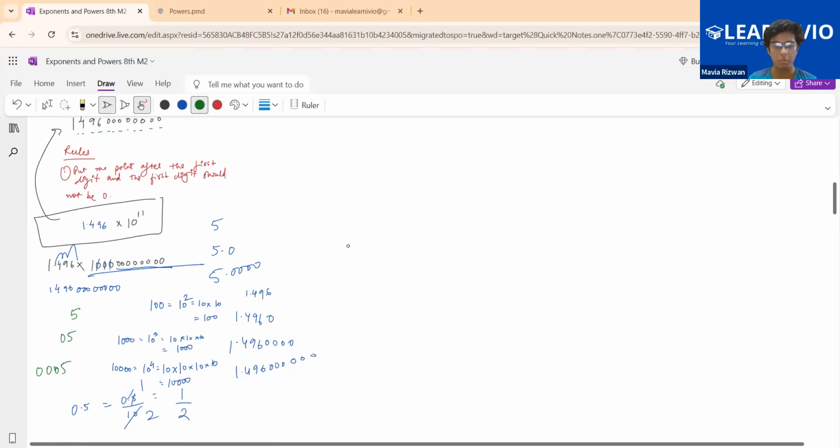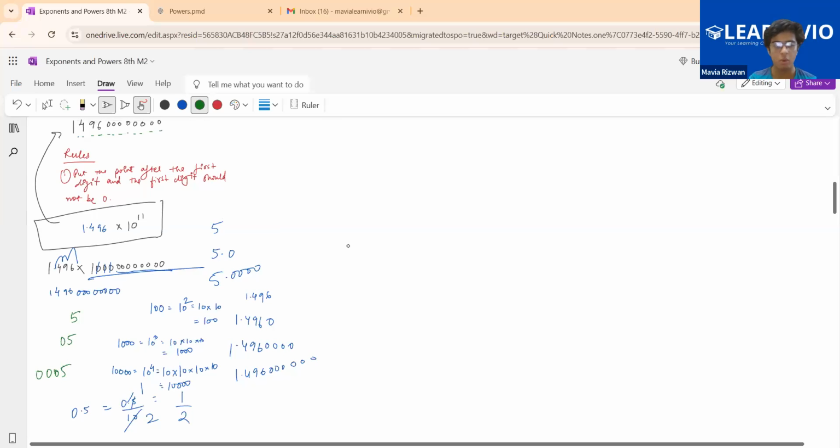Write this down, please, and do it in a systematic way to make you understand. I did it quickly at first, but you write it in a systematic way in your notes.